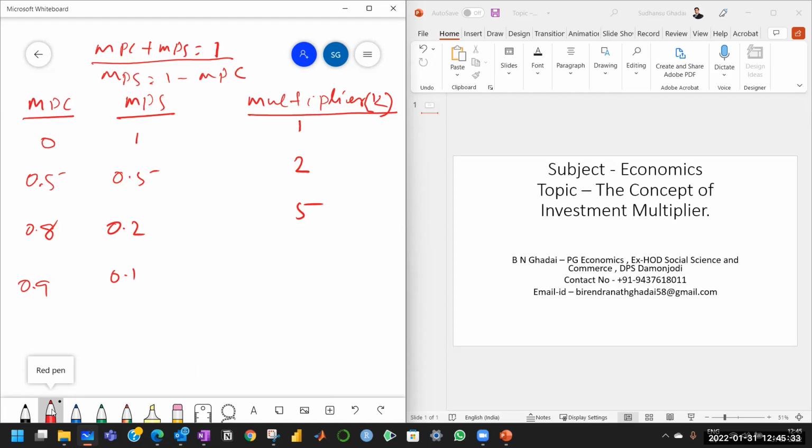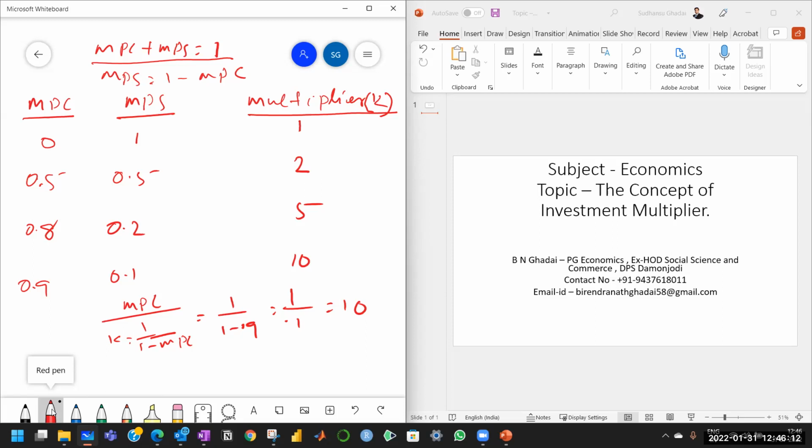Calculate from MPC. K is equal to 1 by 1 minus MPC. I am repeating the concept so that you can easily remember this. So it is 1 by 1 minus 0.9. That is 1 by 0.1, is equal to 10. So K will be 10.